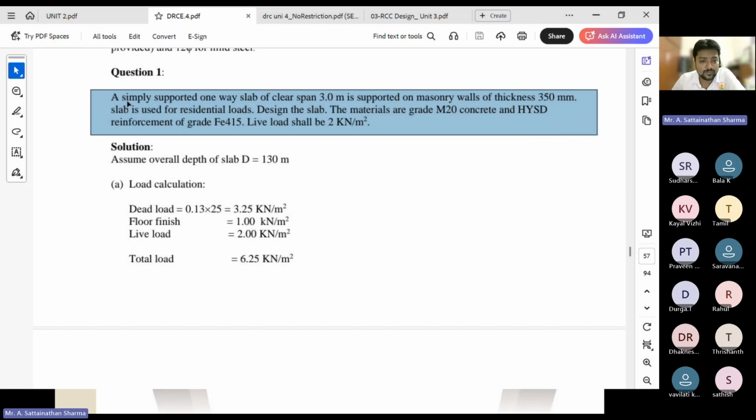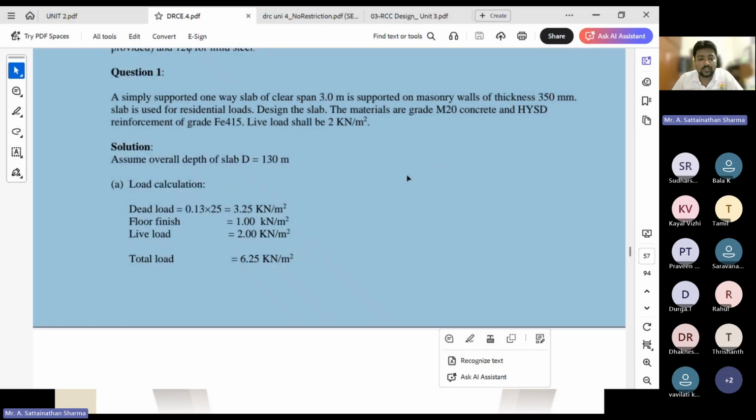What they have given: a simply supported one-way slab. They have given the clear span as 3 meters. Is supported means simply supported, they have already given that. They have also clearly specified it is a one-way slab, supported on a masonry wall of thickness 350 mm. They have given the wall thickness also. Design the slab. They have given the materials you have to take, M20 and Fe415 grade of steel, and they have given the live load also. This is one type of problem.